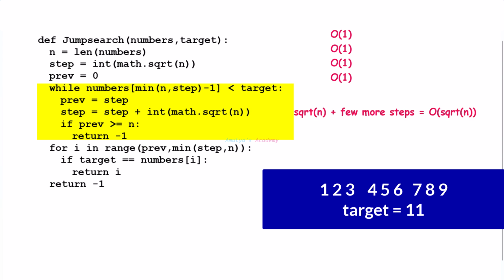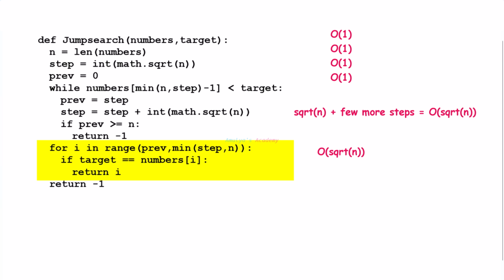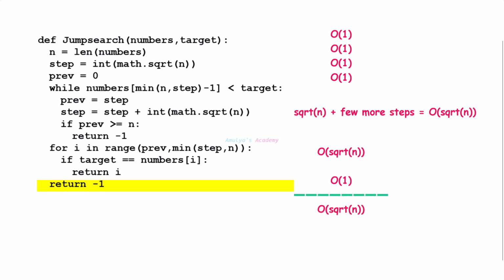And now coming to the for loop, here also if our element is not present in the block or if the element is the last element of that block, then it will execute square root of n times. Worst case scenario, big O of square root of n. Then return operation, simple operation, constant time. So in the worst case scenario, time complexity of jump search algorithm is big O of square root of n. Okay, so this is about time complexity.